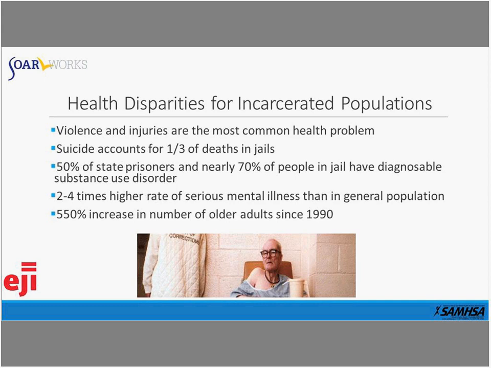Violent injuries are the most common health problem in jails and prisons. Half of state prisoners and nearly 70% of people in jail have substance use disorders, compared to 9% in the general population. Rates of mental illness are between 2 and 4 times higher than among the general population. And preliminary research also shows higher rates of hypertension, asthma, arthritis, and cancer among correctional populations compared to the general population, even after controlling for a range of socioeconomic factors.